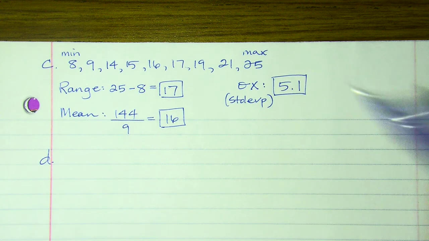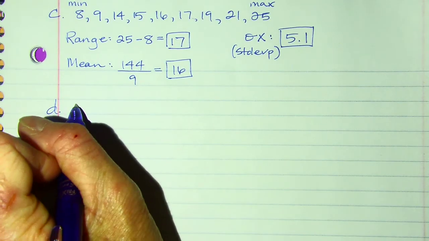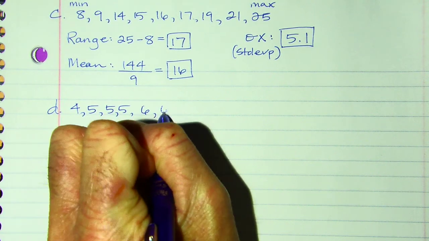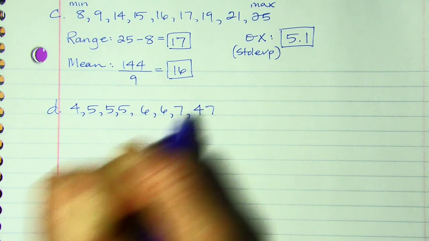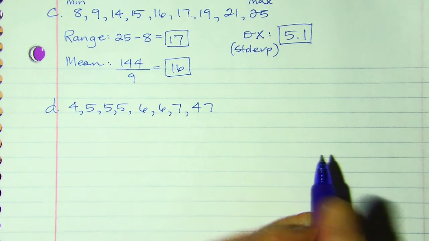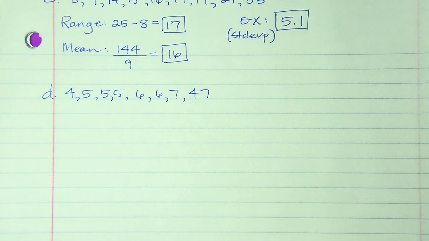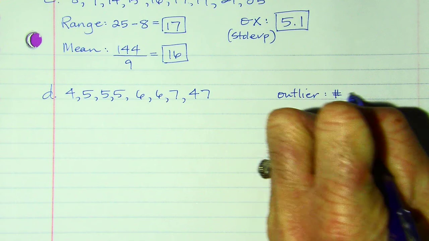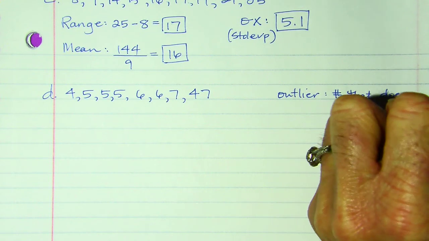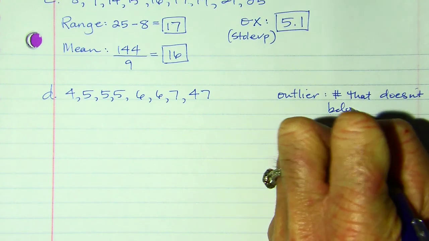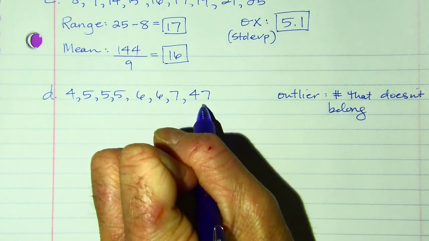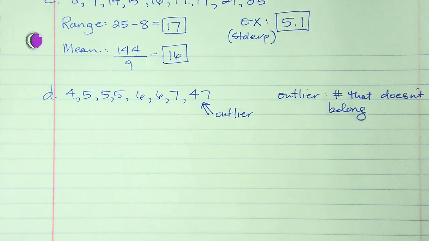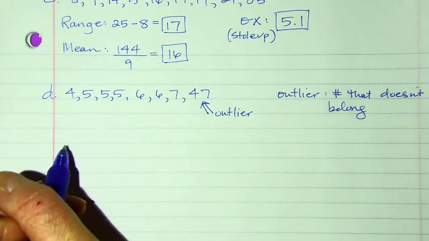Part D. They would like us, here's the data, 4, 5, 5, 5, 6, 6, 7, 47. They want us to calculate based on the outlier. Now, an outlier is pretty self-explanatory, right? It's a number that doesn't belong. So in this case, 47 is my outlier.